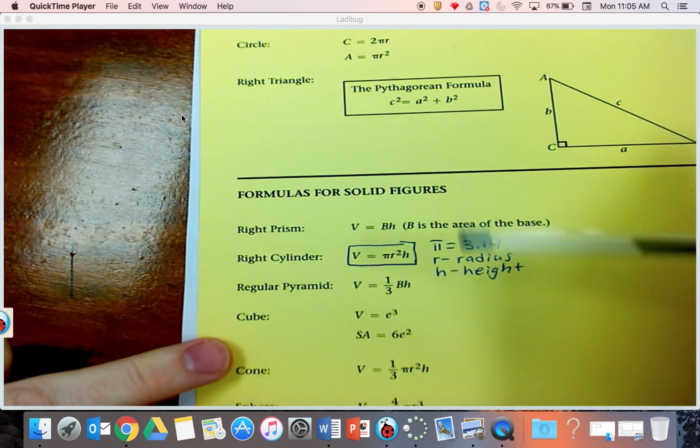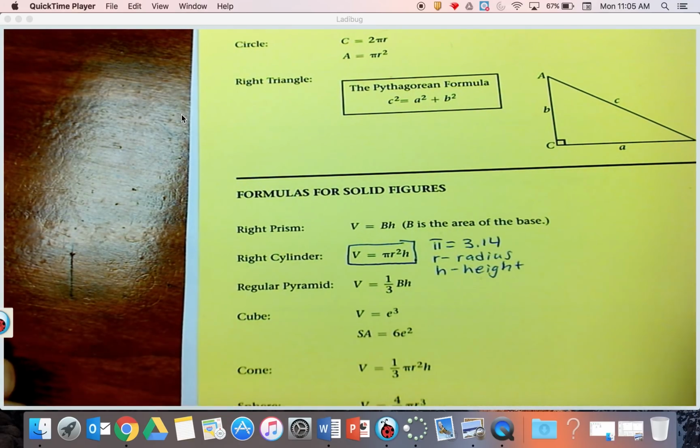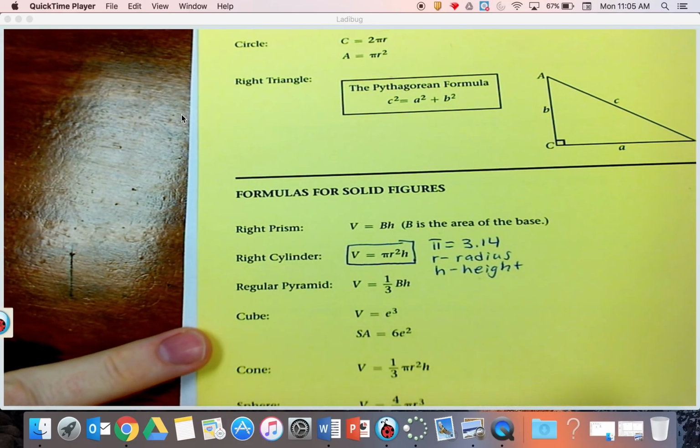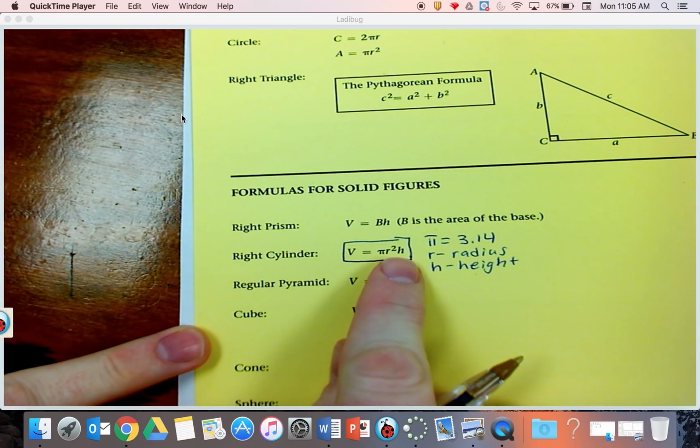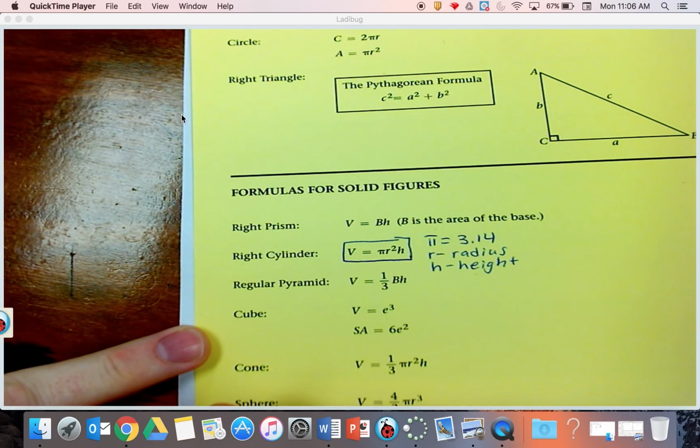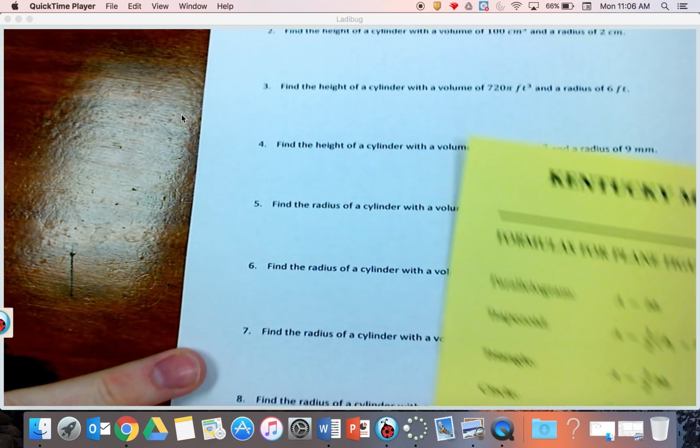So we're going to use this, and we're going to work backwards. What we mean by this is we're going to be given the volume, and we're going to need to find either the radius or the height using our formula here. We can work backwards using solving equations. Remember, this is all multiplication, so we're going to be doing a lot of dividing. We're just going to plug in what we know, write our equation out, and solve for our answer. So I'm going to do two examples with you.